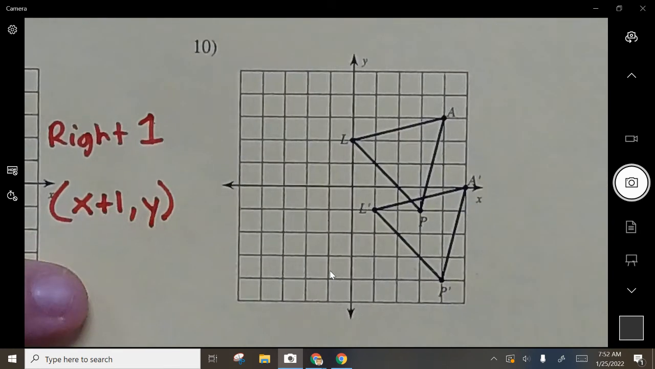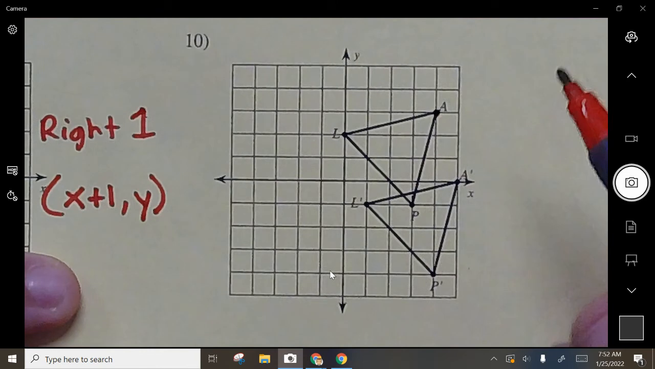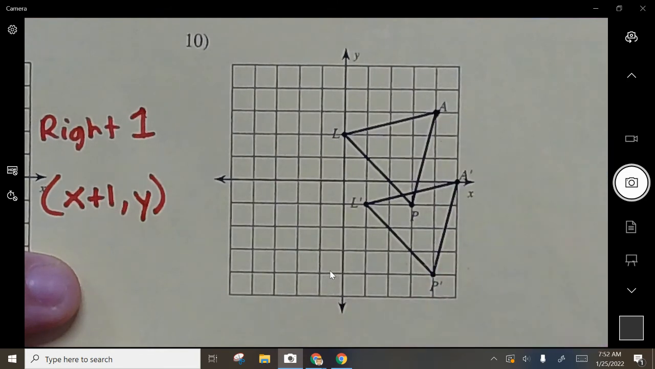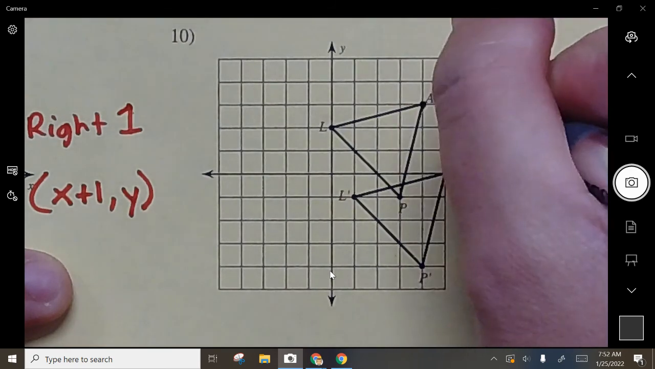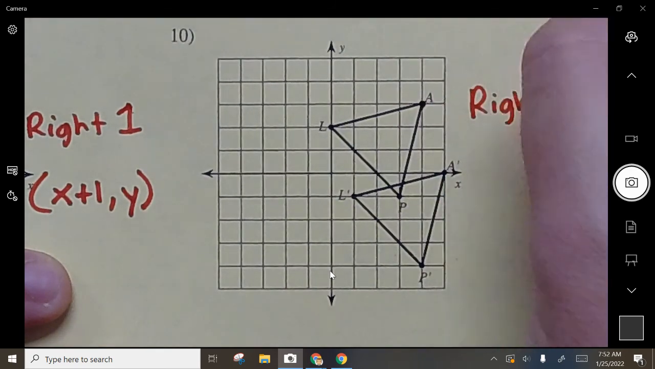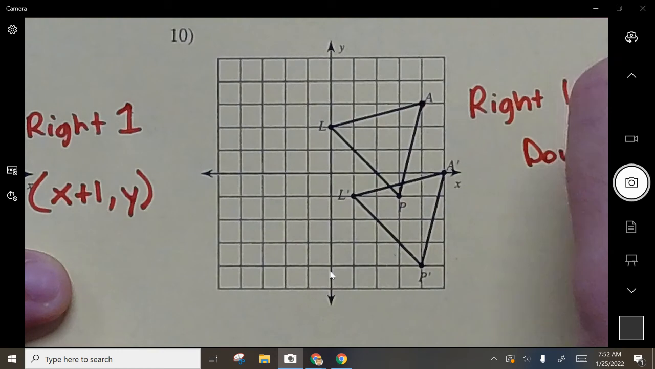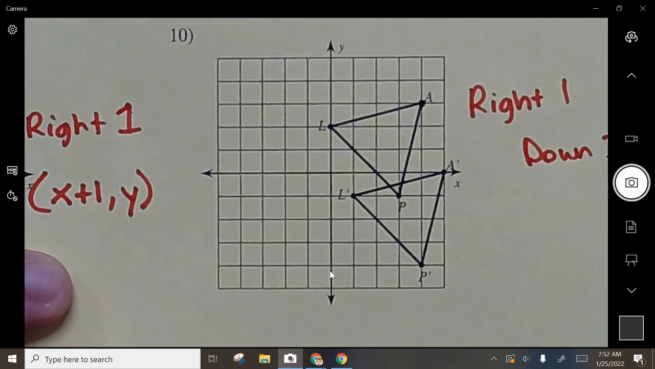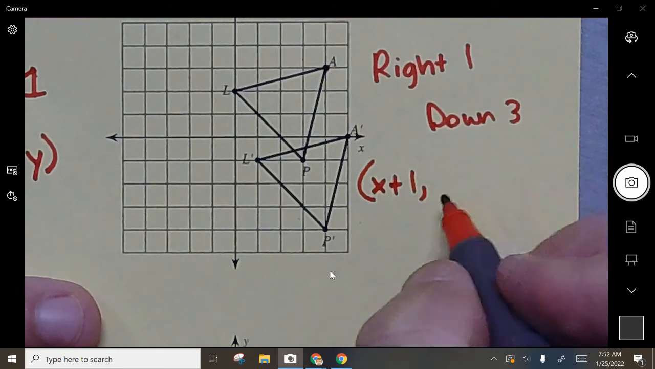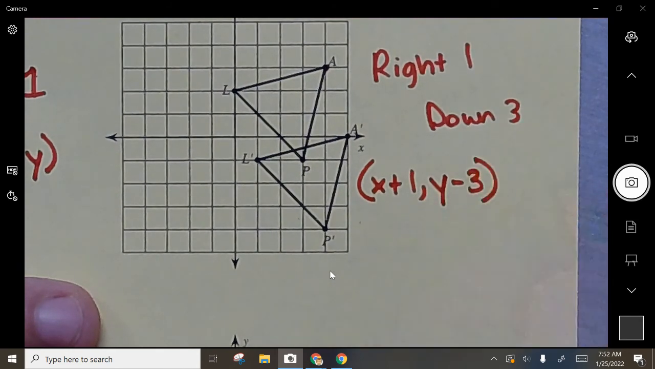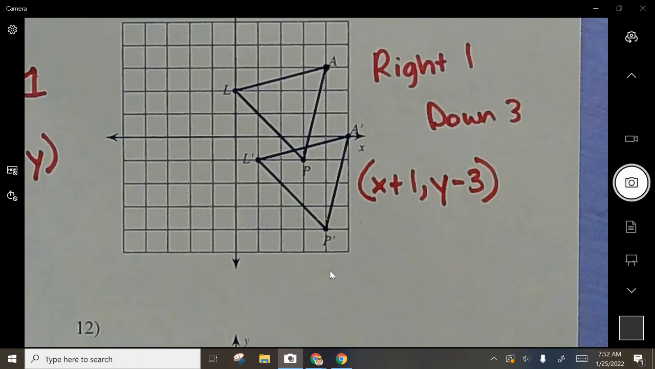Number 10. You start with A, and you're going to end up at A prime. Okay? So start at A, and you're going to go right 1, down 3. Right 1, down 3. How do you write right 1? X plus 1. How do you write down 3? Y minus 3. Okay. Let's keep it going.